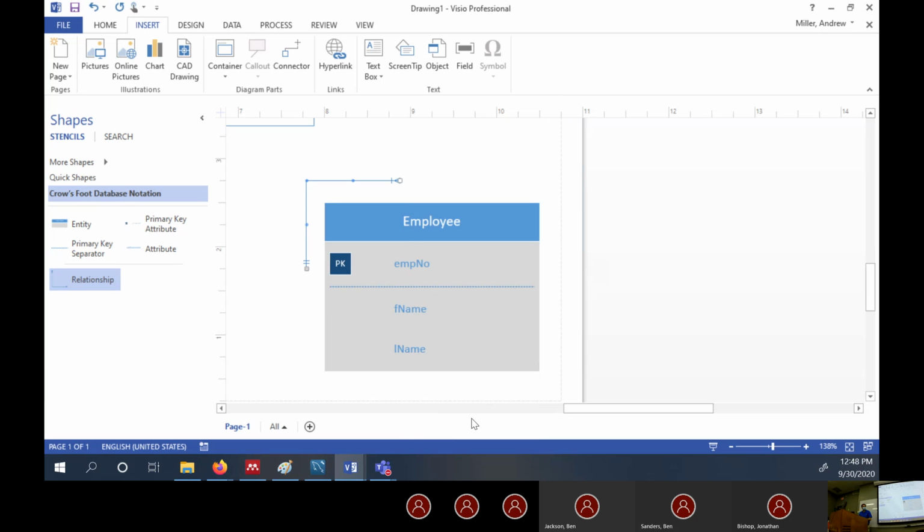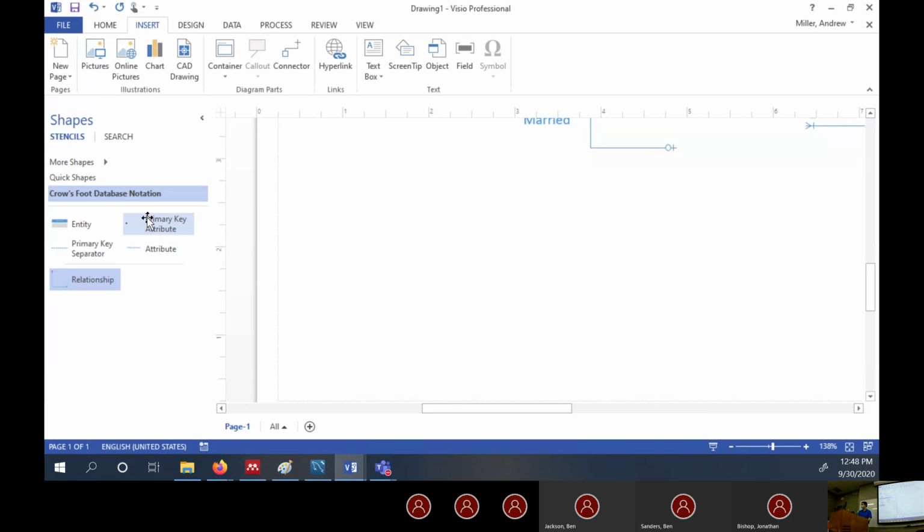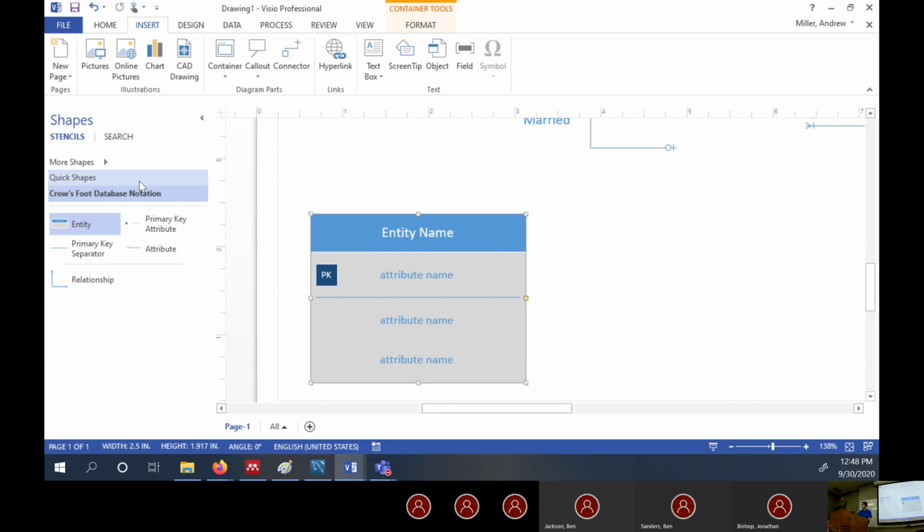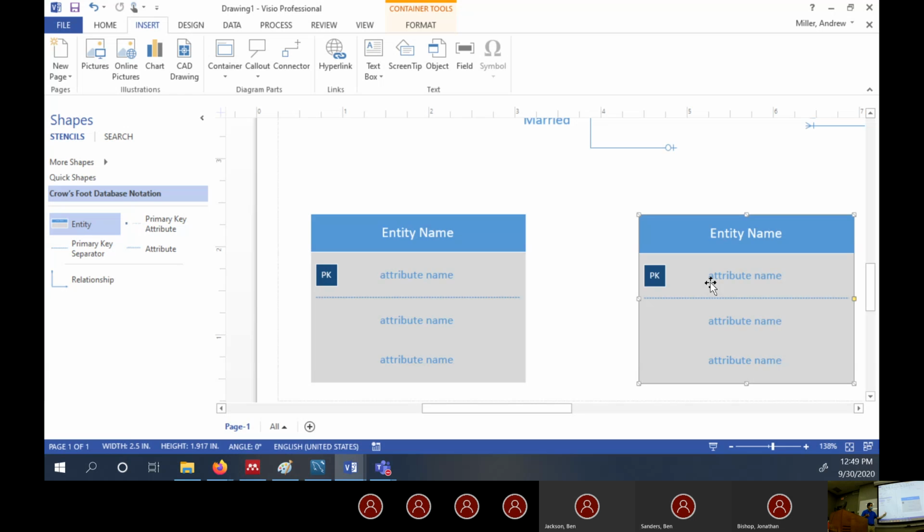So who's got another one? How about instead of just having a single entity, what if we had 2 entities? Who can think of 2 entities that have a recursive relationship between them? If we had entity A and entity B, and let's just say there was a recursive relationship involved in these 2. Any ideas for that?